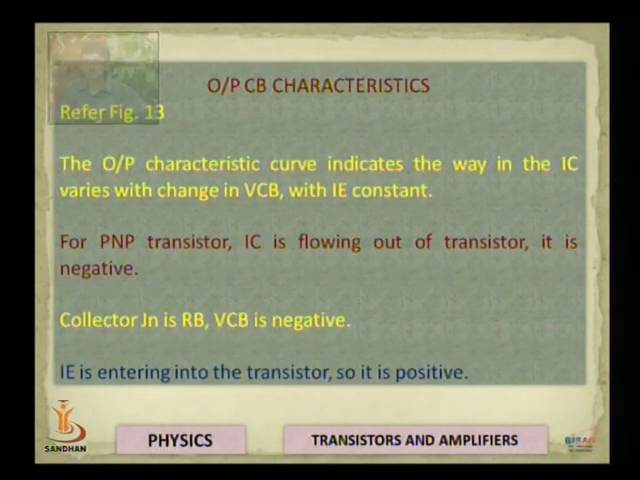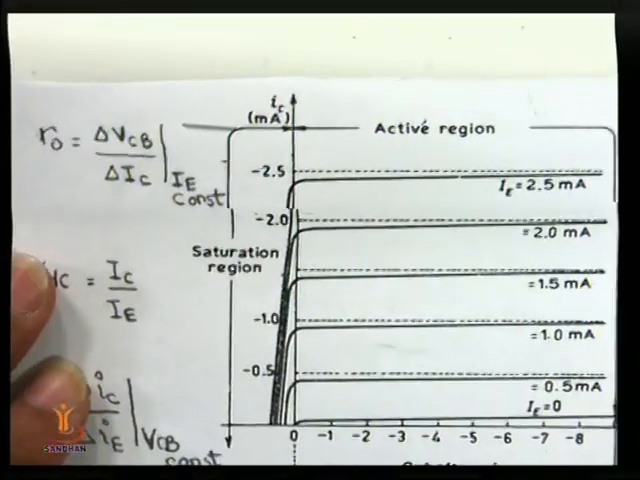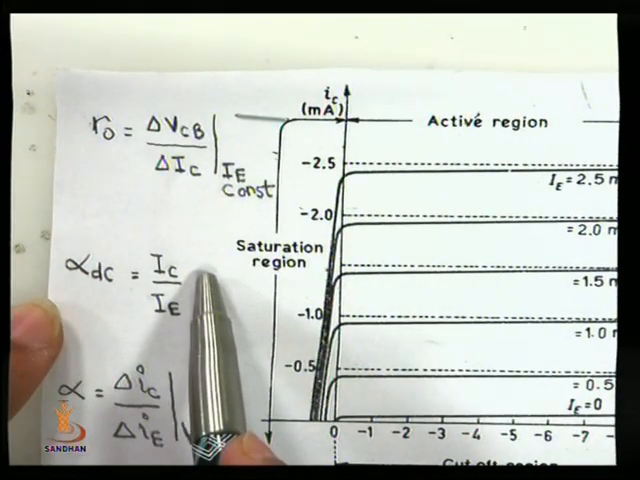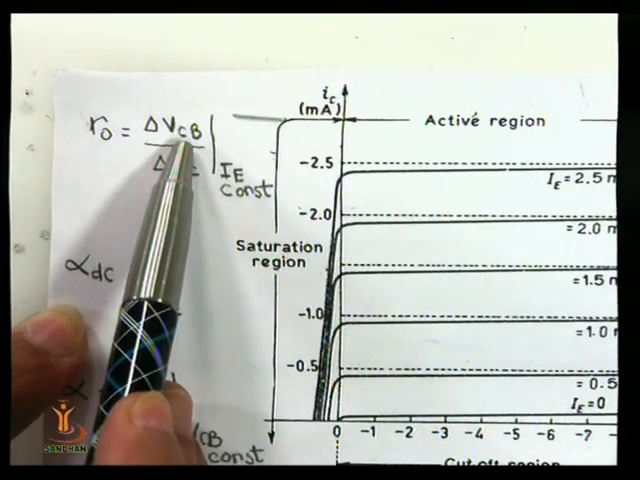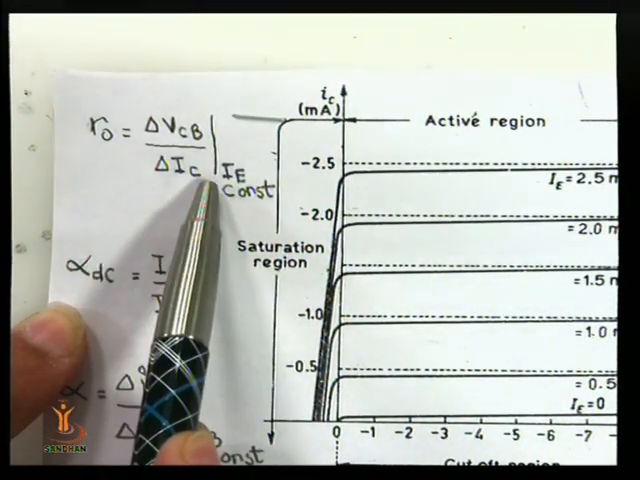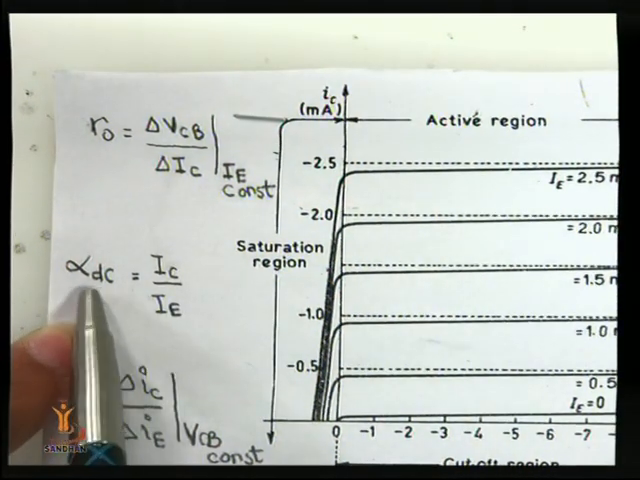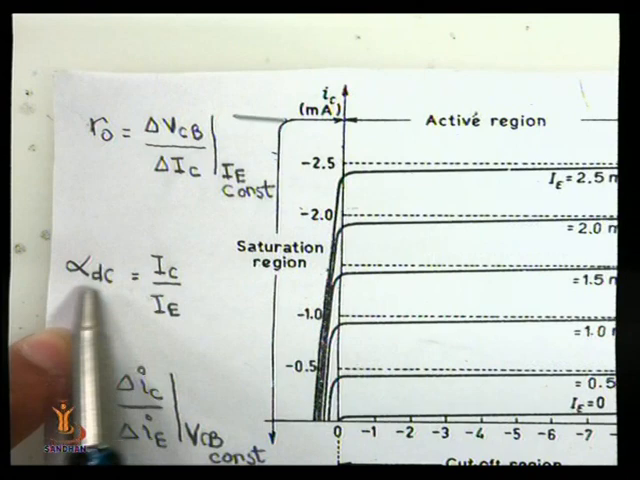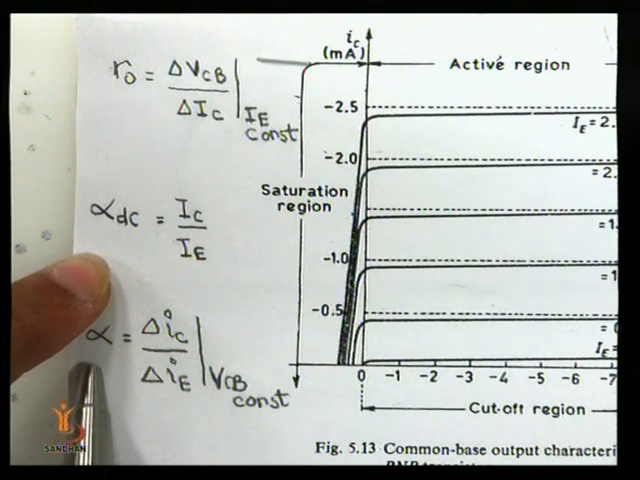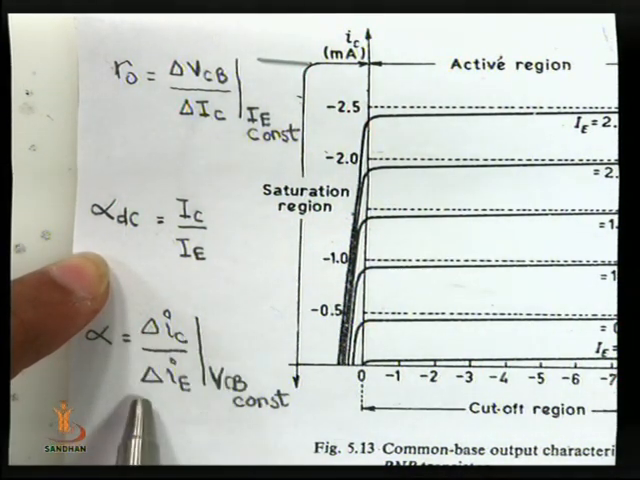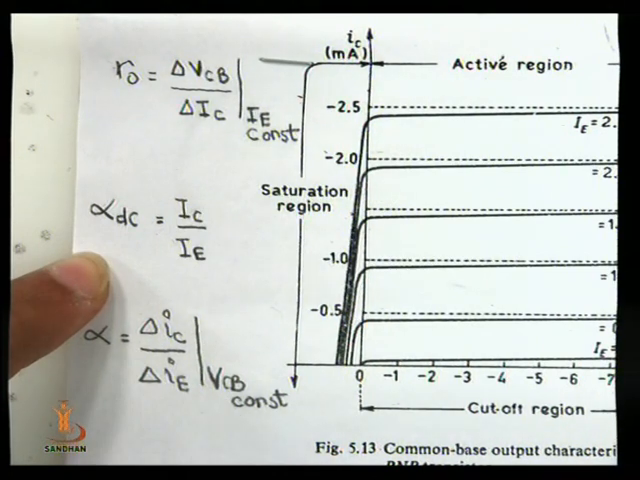In the output characteristic of the common base, if you try to see figure 13, here you can say output resistance can be calculated by finding the change in voltage across the collector base and the change in the collector current, del IC. Then alpha DC is nothing but the ratio of collector current to the emitter current, and alpha for the AC is nothing but the variation between del IC and del IE, keeping VCB constant.